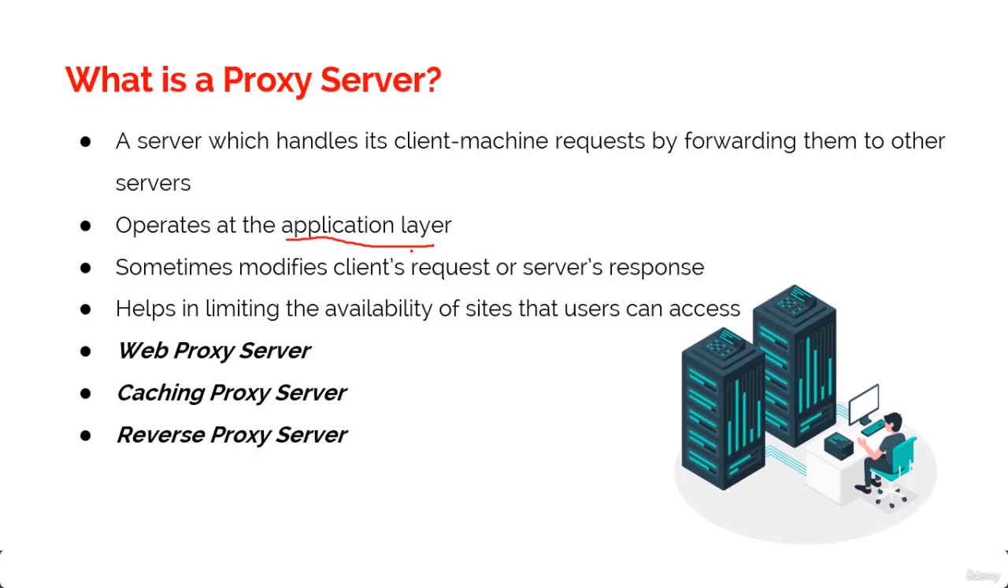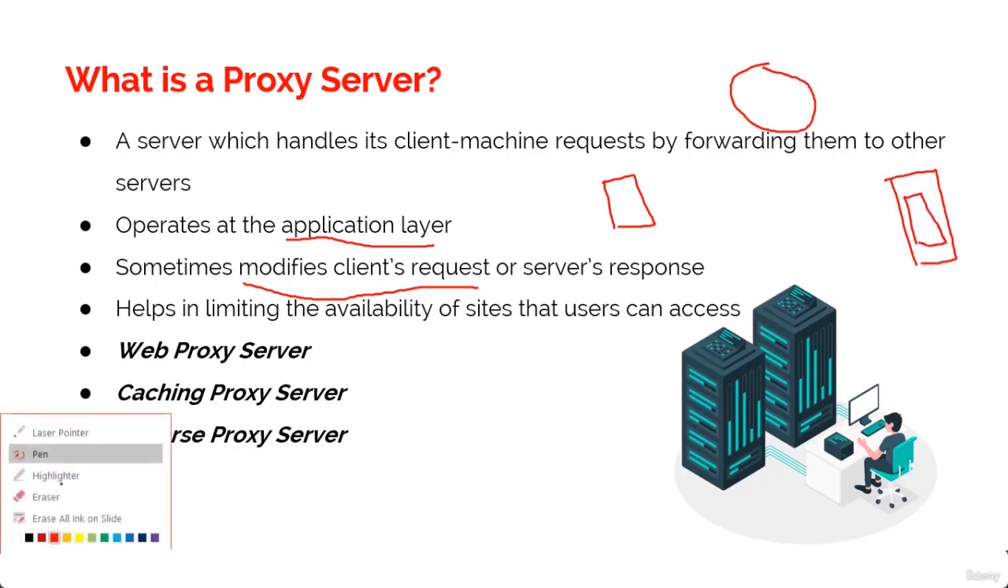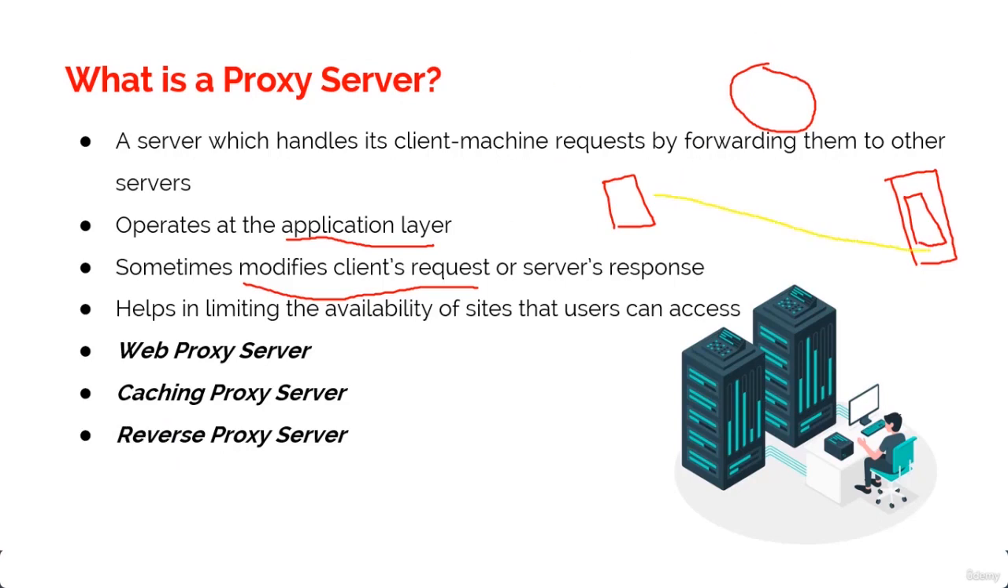Now basically, proxy server helps in limiting the availability of sites that a user can access. For example, let's say this is your machine. This is the proxy server and you want to communicate through this server. Okay, this is the server. Now, what will the proxy server do in this case? Instead of forwarding the request directly to the server, what your machine does is first transfer the request to the proxy server, and then the proxy server transfers the request to the main server, so it acts as an in-between.